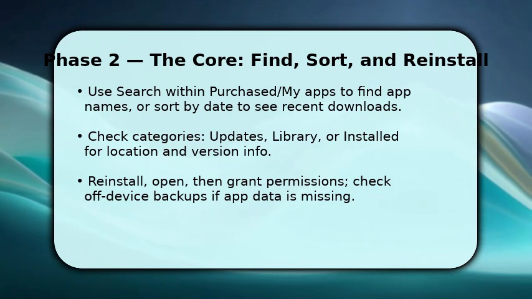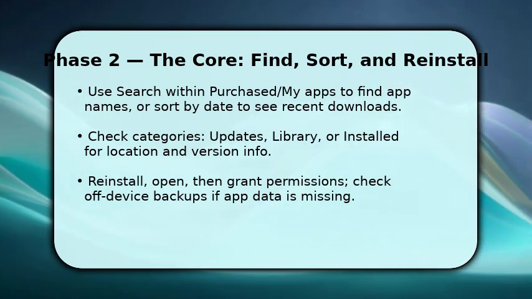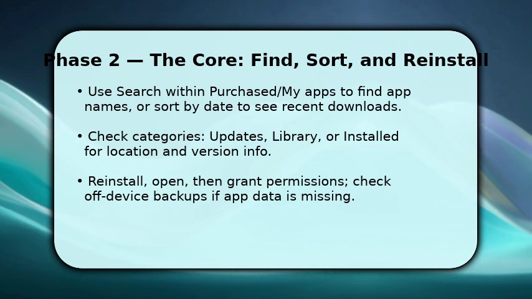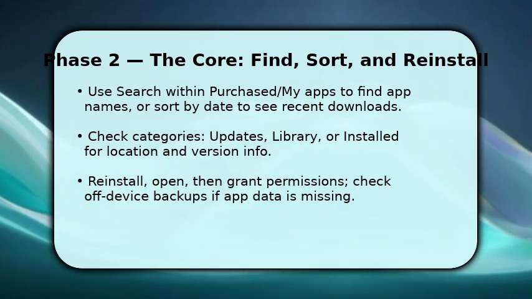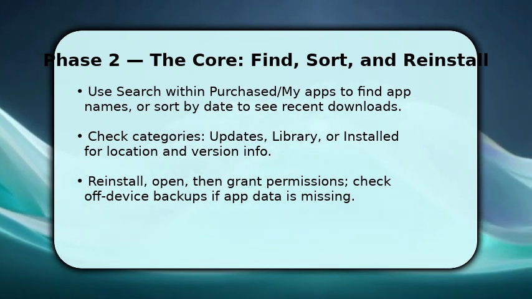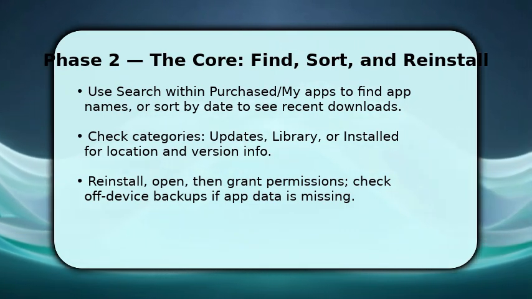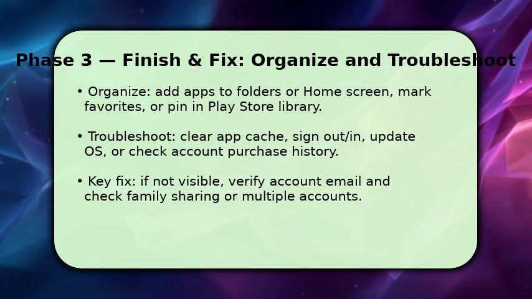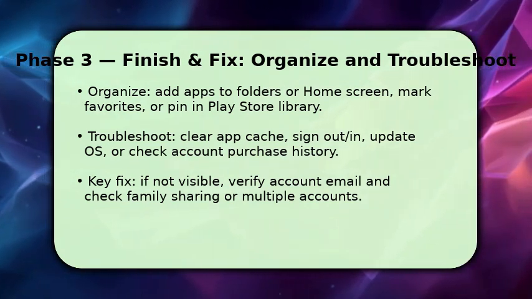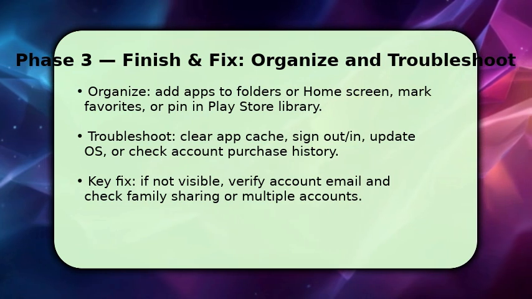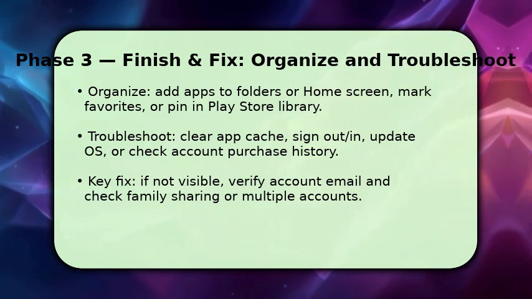Reinstall directly from that entry, open it, and grant necessary permissions. If there's missing data, make sure iCloud or Google Drive backups are enabled. Restore from backup, if available, to recover settings and files. Finish by organizing the apps you retrieved. Move important ones to folders or the home screen, and pin or mark favorites so they're easy to access.